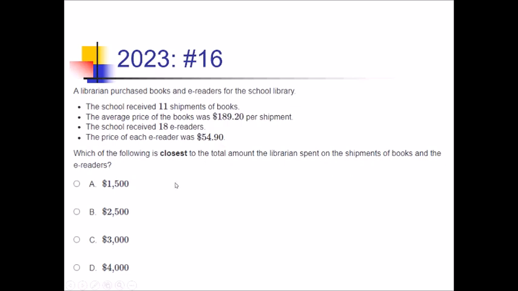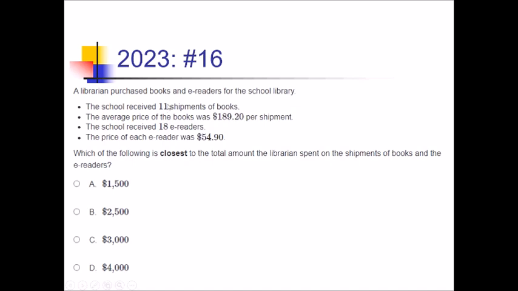Okay, so basic idea here is we need to multiply the number of books times the average price per book. We need to multiply the number of e-readers times the price per e-reader. That'll give us the totals for each. And then we need to add all of that together. The only catch is this is the no calculator section, so we need to estimate it. And if you look at the answer choices, these are nice round numbers. So let's estimate each of these things.